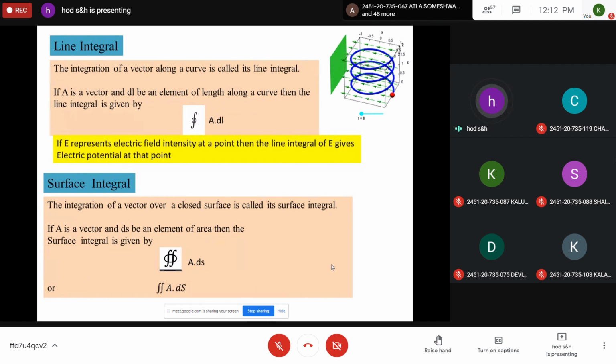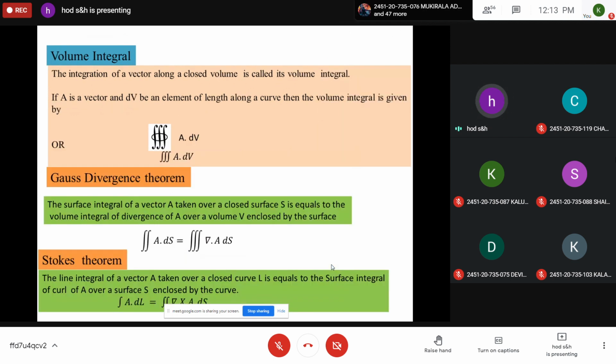You extend to two dimensions, it will be a surface integral. The integration of a vector over a closed surface is called its surface integral. In the previous case, it is along a curve. Now it is over a surface. If A is a vector and ds is a small element of area, then the surface integral is represented by the symbol ∮A·ds or double integration A·ds. So line integral is a one-dimensional concept and surface integral is a two-dimensional concept. If you extend further, it will be a volume integral.